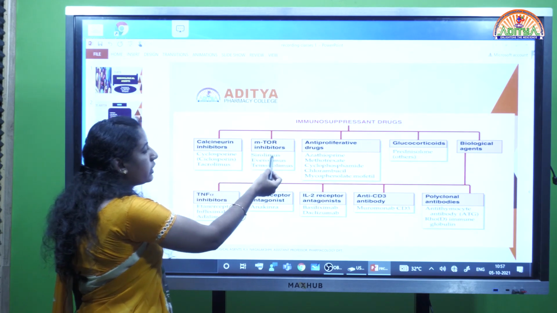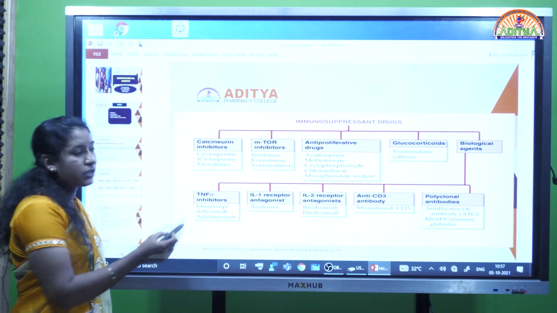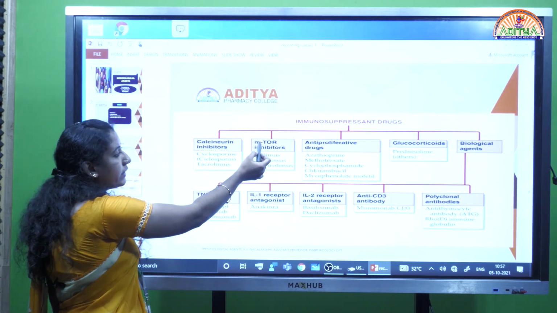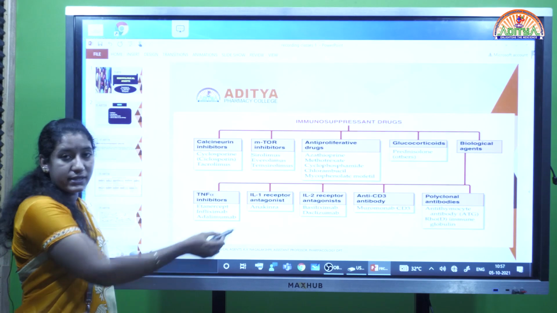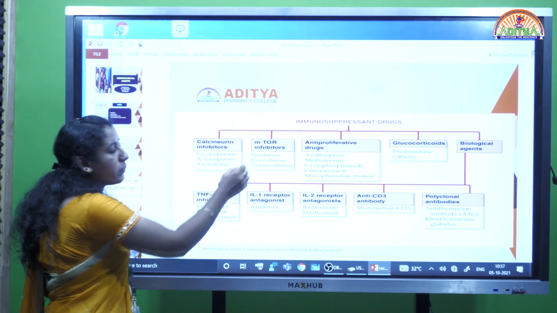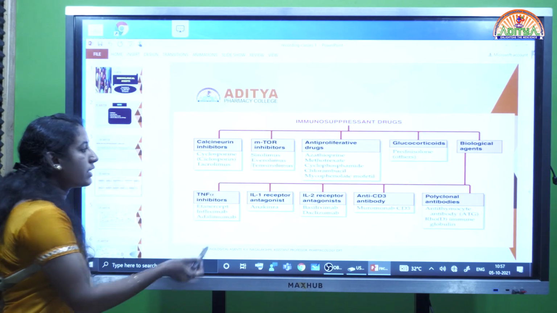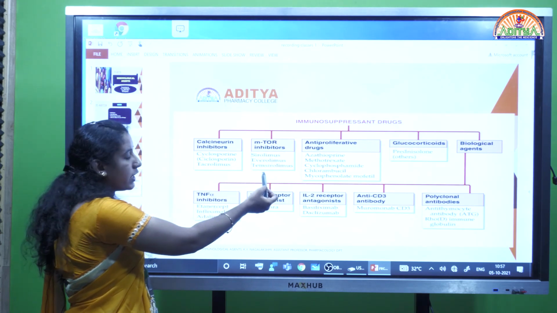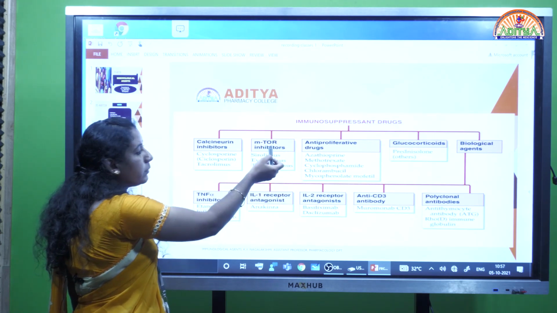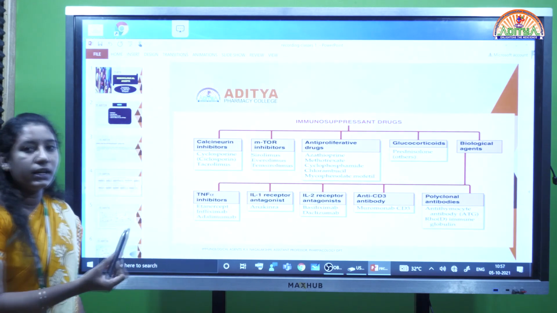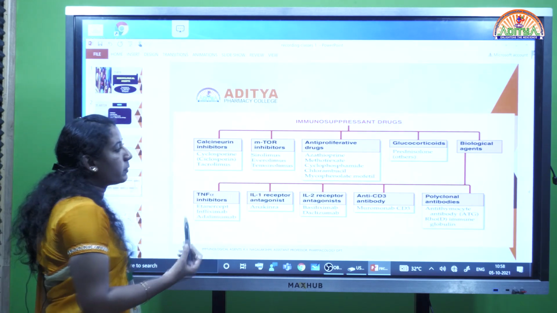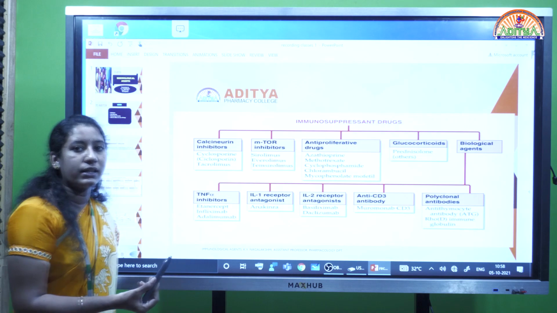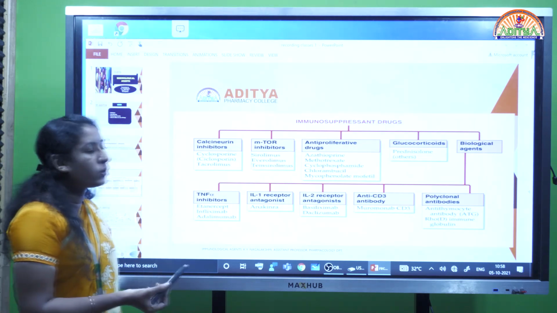Next one is mTOR inhibitors. As I discussed before, mTOR is nothing but the mammalian target of rapamycin. So this is the key factor which is involved in the proliferation of T cells. So drugs which come under this class, like sirolimus, everolimus, or temsirolimus, will inhibit this mTOR, that is the key factor for the proliferation of T cells. So if the proliferation of the T cells does not occur, then the further immune responses won't take place.